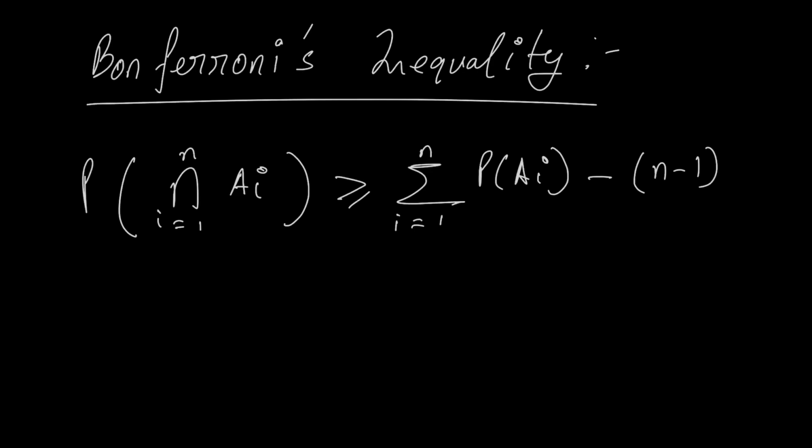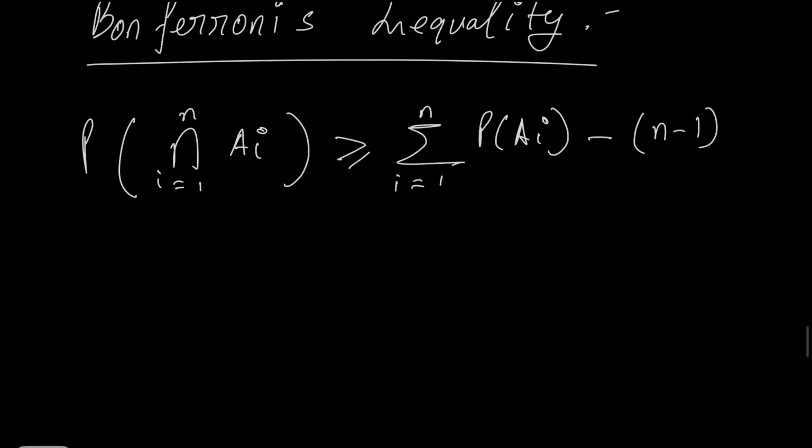So in today's video, we'll be studying Bonferroni's inequality, which states that the probability of the intersection of n events is always greater than or equal to the summation of the probabilities of the events minus the number of events minus 1. So let's just break it down for better understanding.